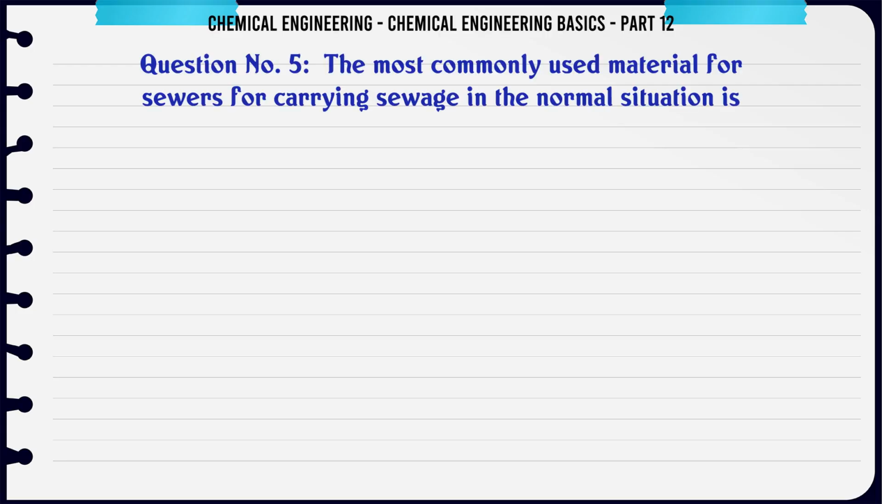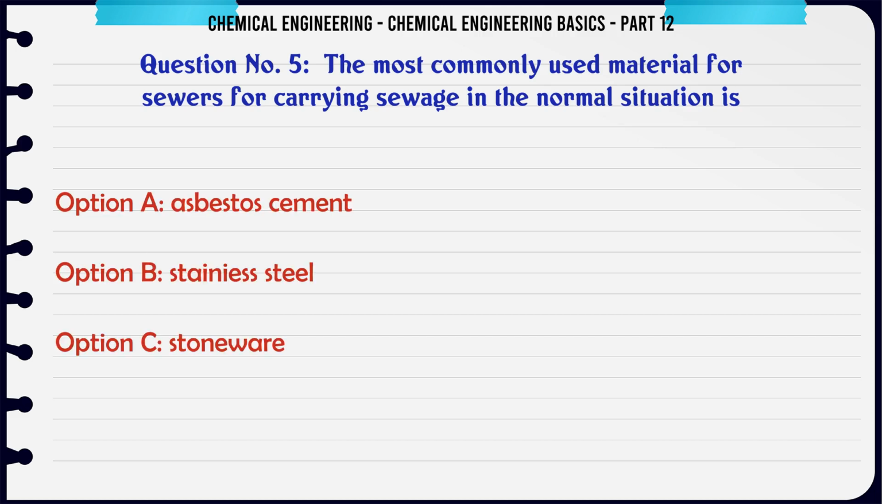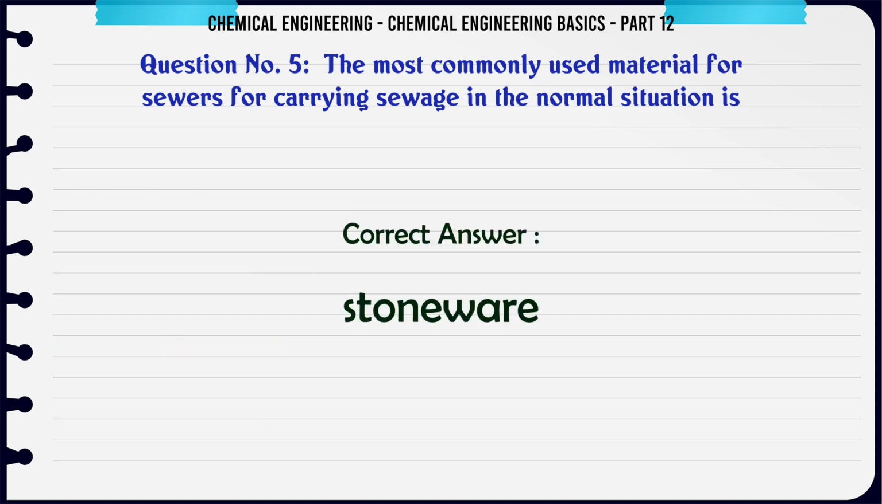The most commonly used material for sewers for carrying sewage in the normal situation is A. Asbestos cement. B. Stainless steel. C. Stoneware. D. Cast iron. The correct answer is stoneware.